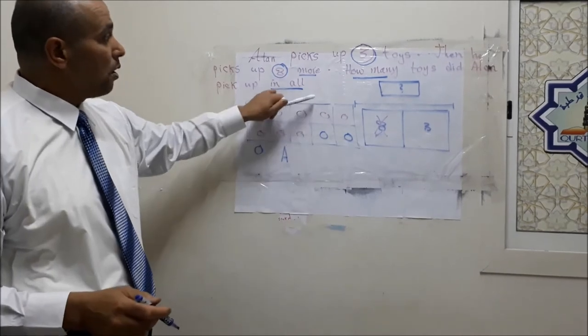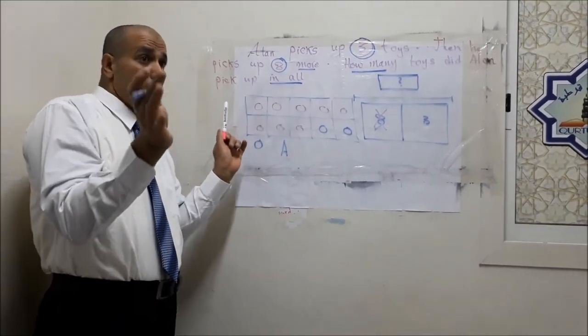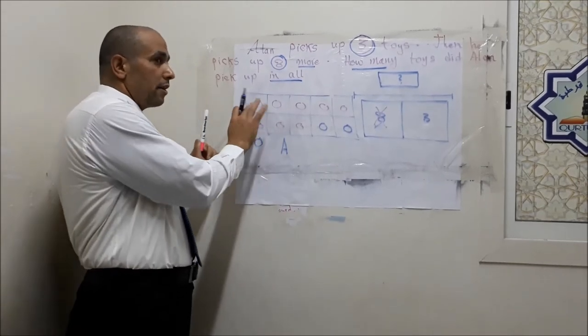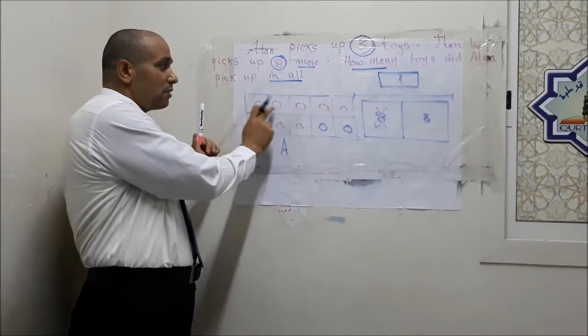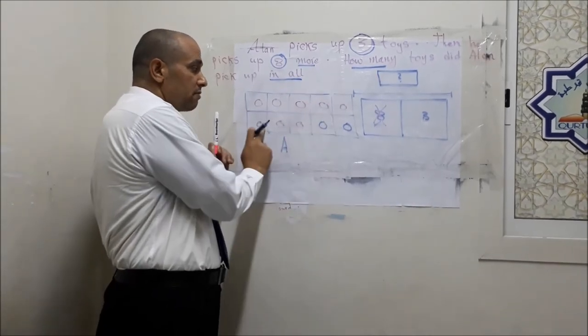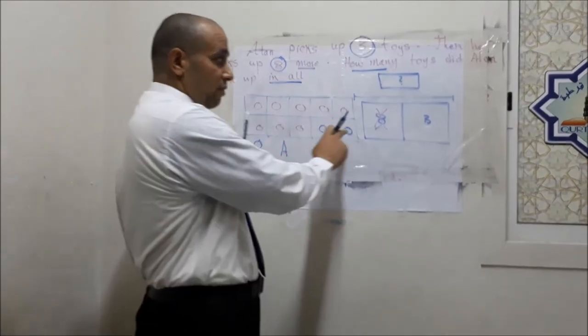If you want them in all, then you have to look at the make 10 strategy for them in all as well and count everything. So from 1 and end in here. 1, 2, 3, 4, 5, 6, 7, 8, 9, 10, 11.